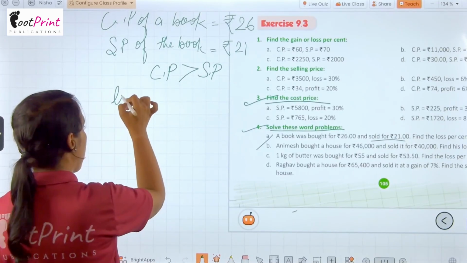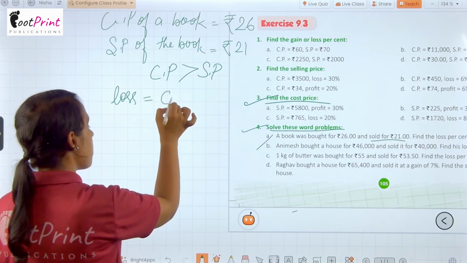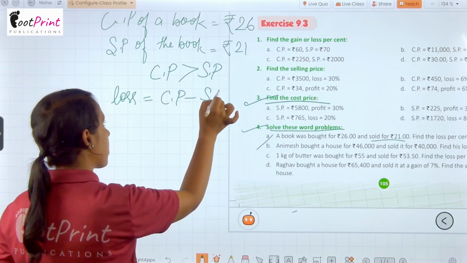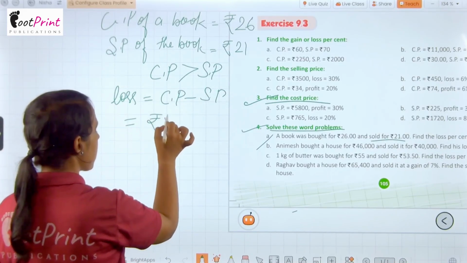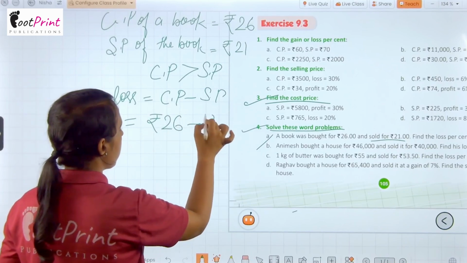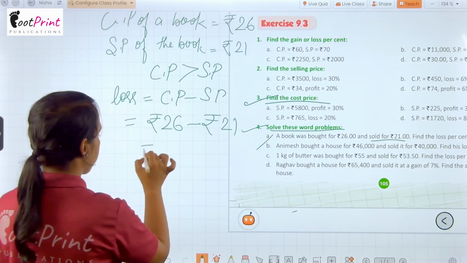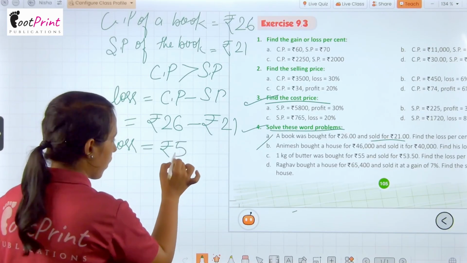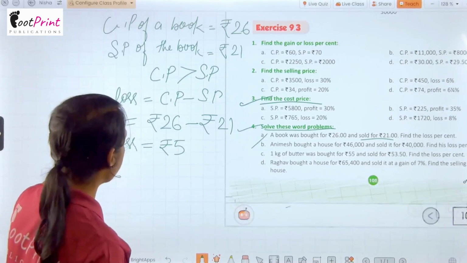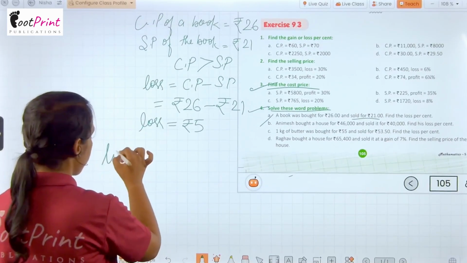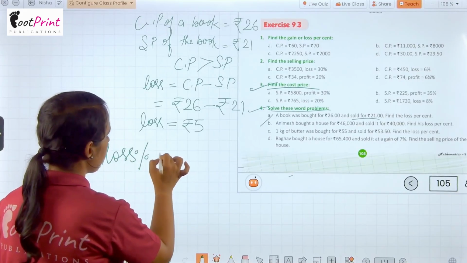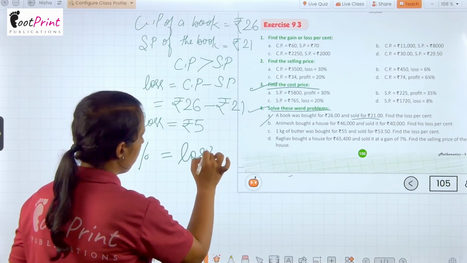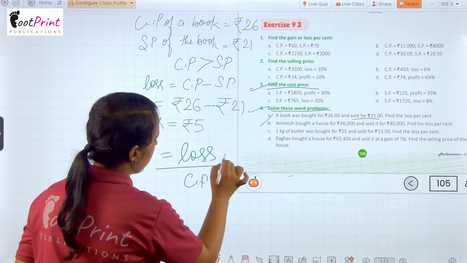As we know here, CP is greater than SP, means loss is made here. So loss, how do we find out loss? CP minus SP. CP is here 26 rupees and SP is here 21 rupees. And after subtracting it, we get the loss here of 5 rupees. Okay. Now we have to find out the loss percent. As we know, if we want to find out the loss percent, so the formula is loss upon CP into 100.